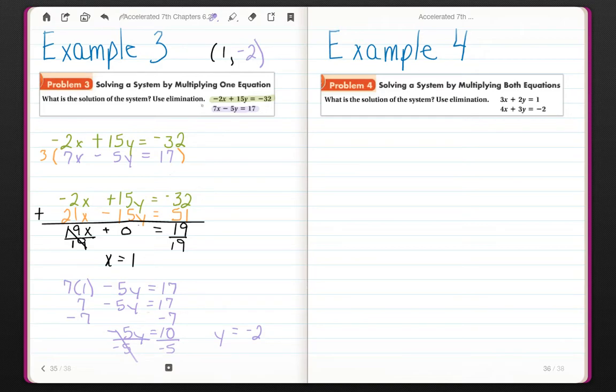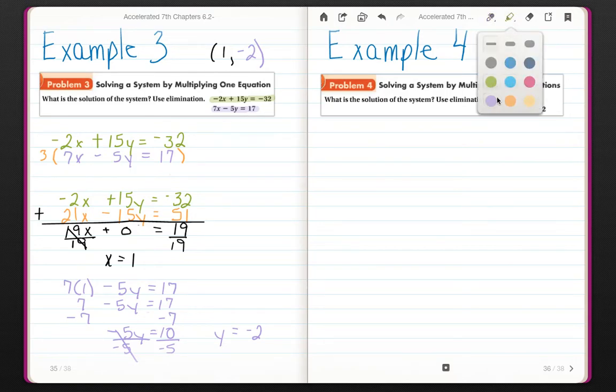So in this example, we multiplied one equation. And here in example 4, we're going to go ahead and multiply both equations. So I have 3x plus 2y equals 1. And I have 4x plus 3y equals negative 2. So let's start with writing the first equation. 3x plus 2y equals 1.